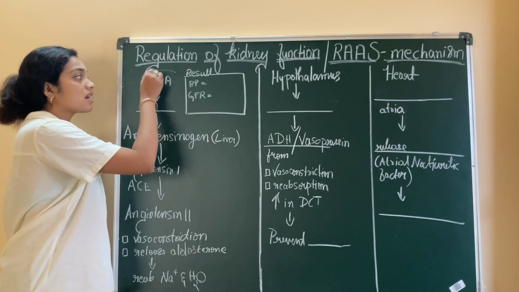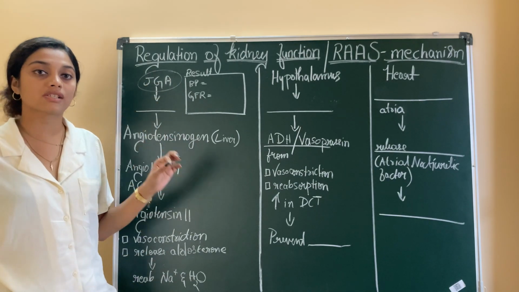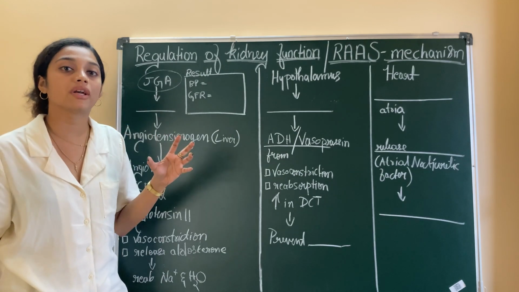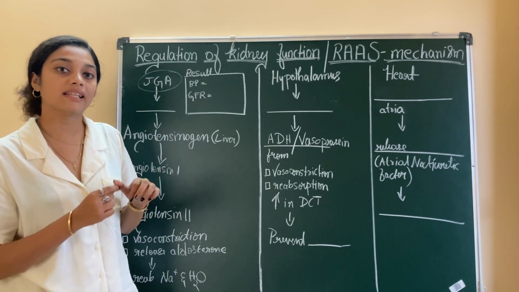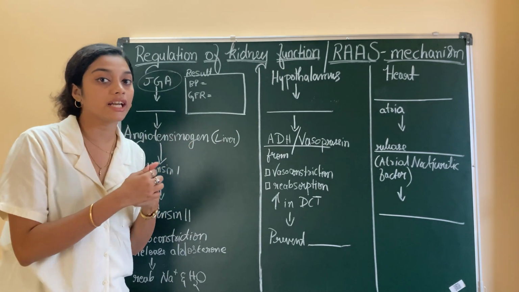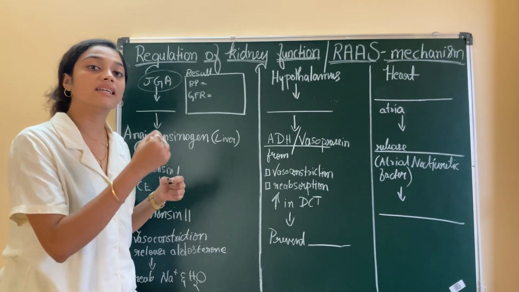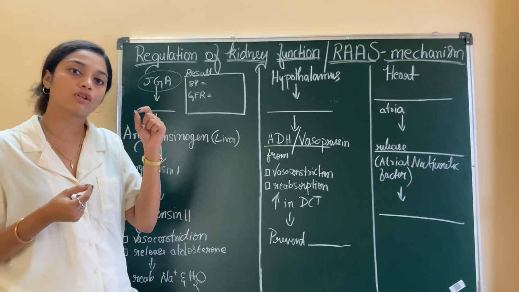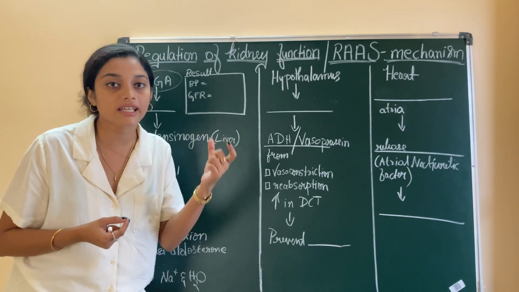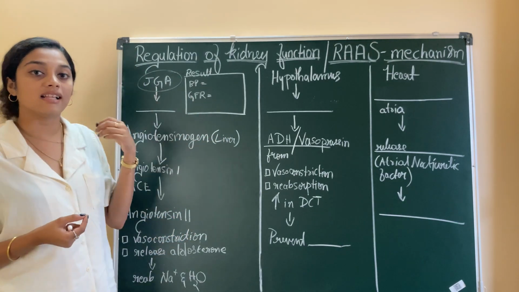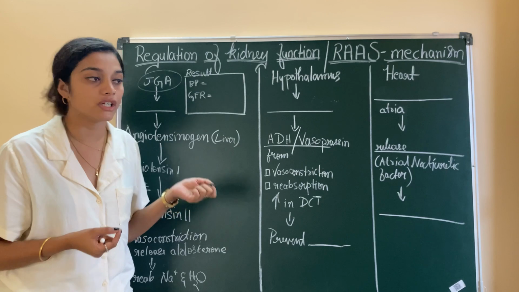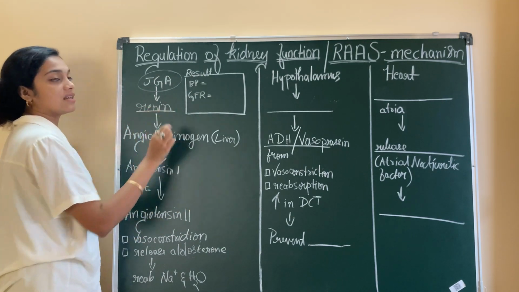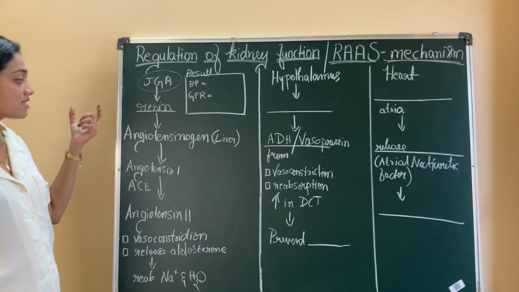Juxtaglomerular apparatus or juxtaglomerular cells. Where is it found? This is found by the special modifications of cells present in the afferent arteriole as well as the distal convoluted tubule. When the glomerular filtration rate decreases, the JGA cells will get activated. What will it do? It will first release the renin. Renin is released by the juxtaglomerular cells.